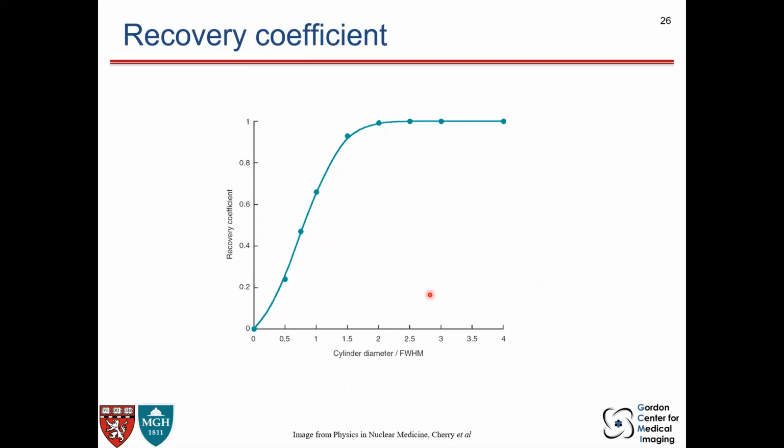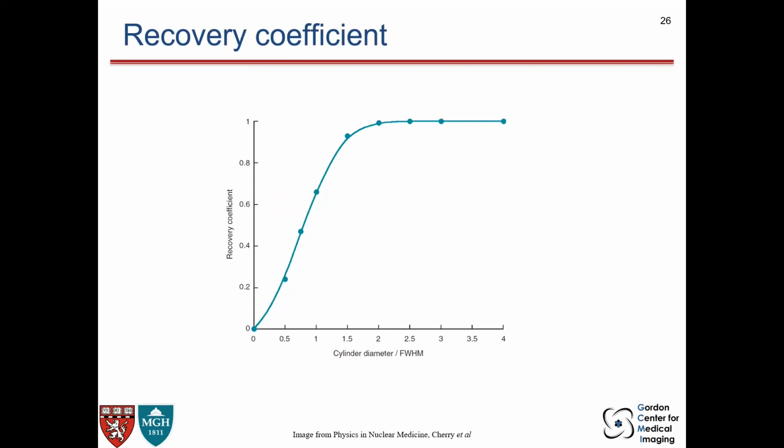And recovery coefficient also is, again, something intertwined with partial volume effect. A recovery coefficient of 1 can be obtained when the size of the object is, again, two times the FWHM resolution of the system. And note that the recovery coefficient also depends on the radionuclide concentration in the object and the surrounding tissue.